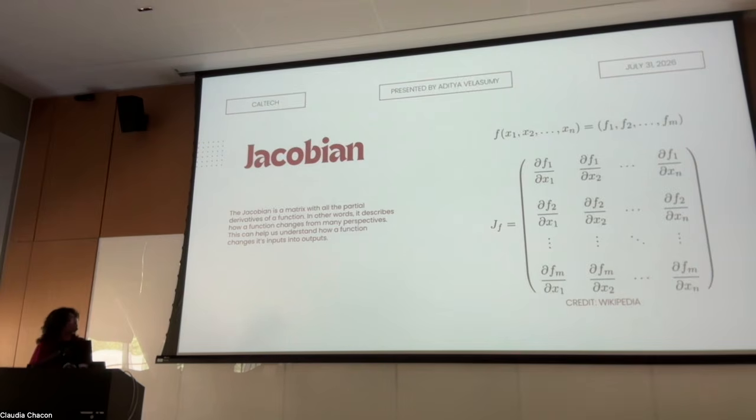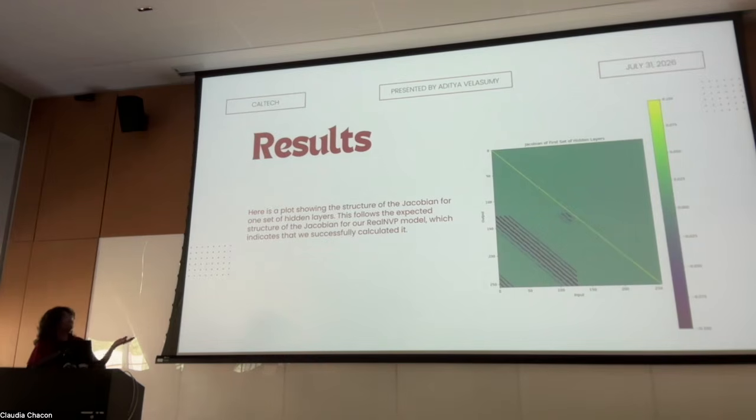Next, we have the Jacobian, which is the end goal of the project. The Jacobian is made up of the partial derivatives of a function from different perspectives. What this helps us understand is how our model changes its inputs into the outputs. When you look here at the Jacobian of our model, the input is on the x-axis and the output is on the left axis, and this allows us to pick a coordinate and understand how much change an input and output is taking at that point.